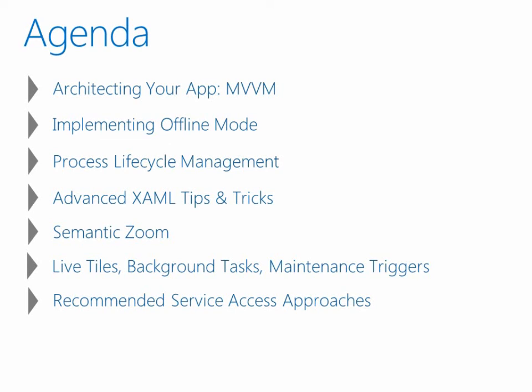And then there's a bunch of advanced XAML tips and tricks. This means implementing a semantic zoom, variable sized grids. That's a question that pops up a lot. So we'll look into how exactly you can get your grids to have variable sized blocks of content. And we'll also look into using a data template selector in a Windows 8 application. So semantic zoom.